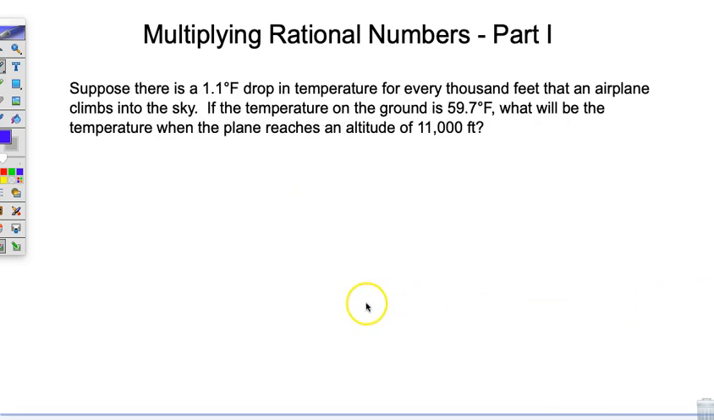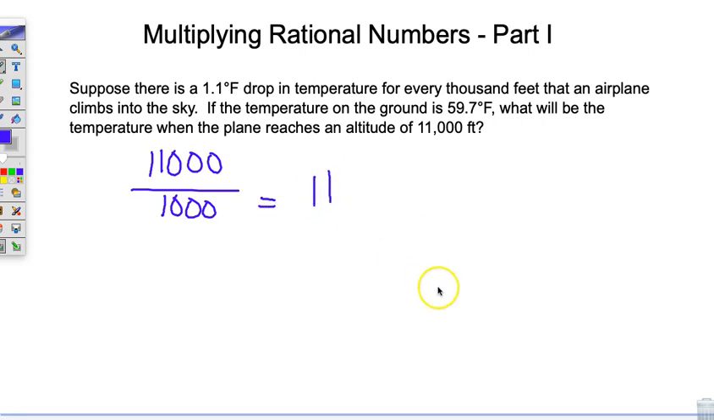Last example is talking about temperature. Suppose there is a 1.1 Fahrenheit drop in temperature for every 1,000 feet that an airplane climbs into the sky. If the temperature on the ground is 59.7 degrees Fahrenheit, what will be the temperature when the plane reaches an altitude of 11,000 feet? Well, to first figure out how many feet I'm talking about here, I'm going to take that 11,000. Since it says that the temperature is going to drop 1.1 for every 1,000, let's see how many thousands I actually have in 11,000. Well, if you've quickly done that, that's actually 11.